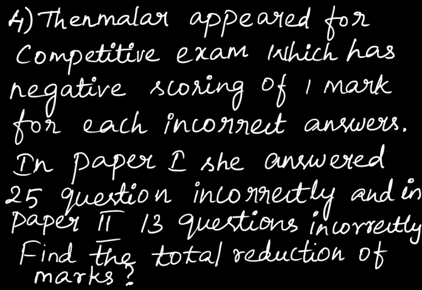So it's a competitive exam in which if you give a wrong answer they will reduce 1 mark from your total. So there are two papers in it. In the first paper she answered 25 questions wrong and in the second paper she answered 13 questions wrong. So they are asking what is the total reduction of marks.